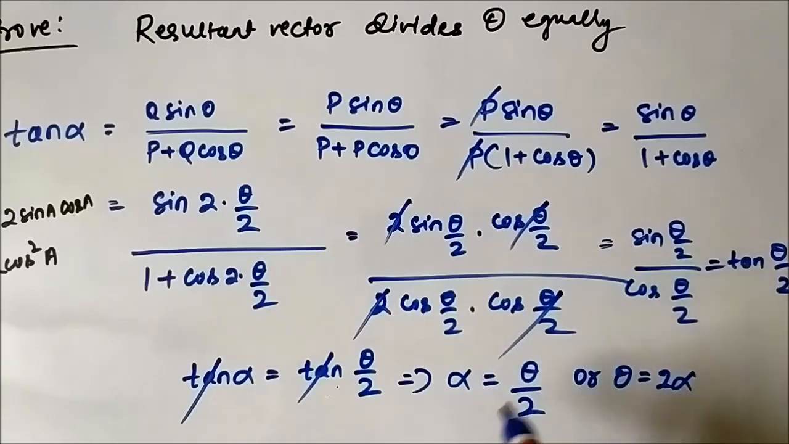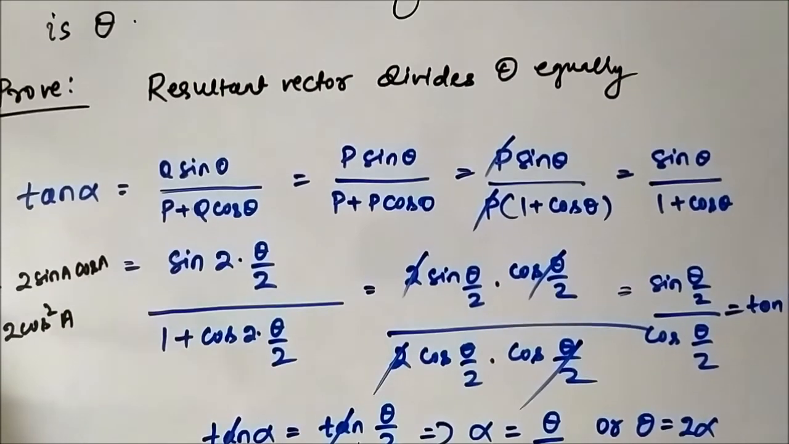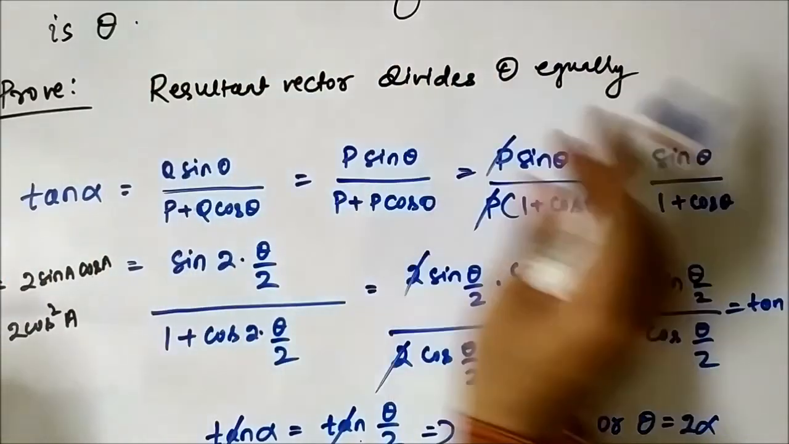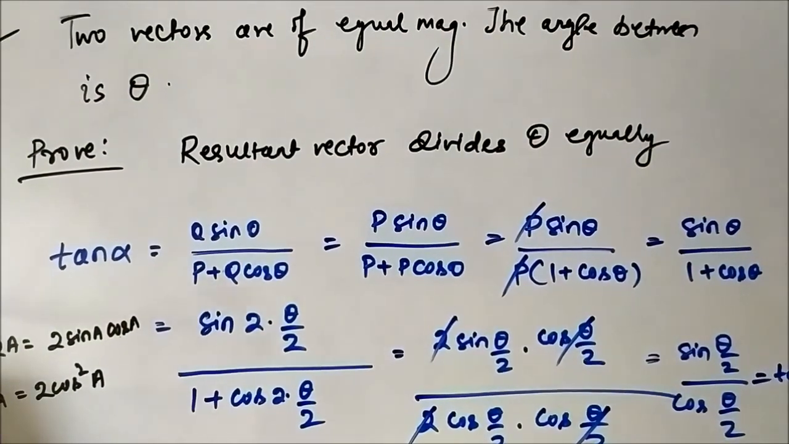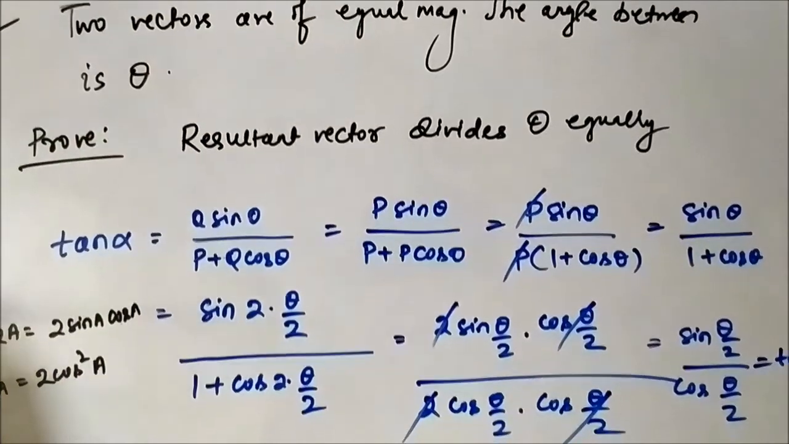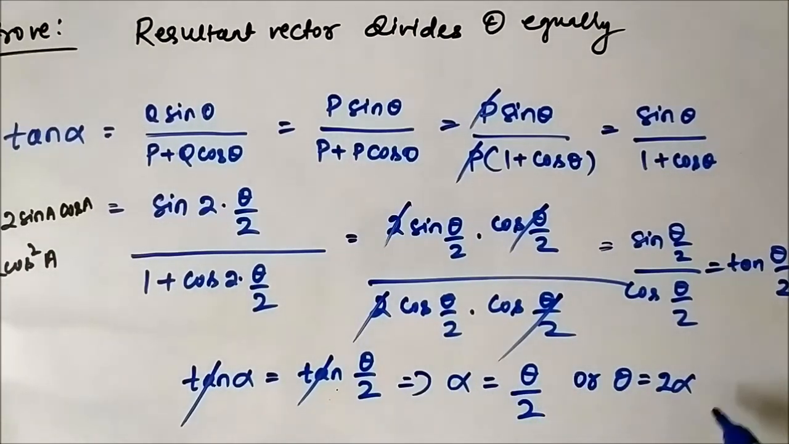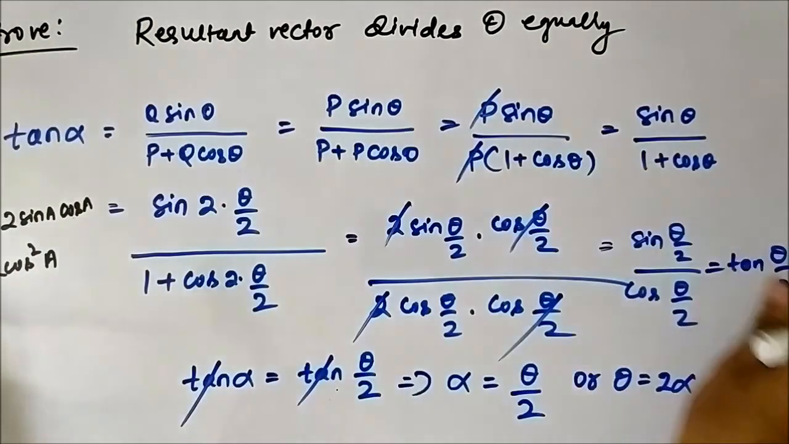So we have proved that the resultant vector divides the angle between the two equal vectors, which is theta, equally into two parts. Alpha is theta by 2, or theta is equal to 2 alpha. Both mean the same thing. So we have proved this statement.